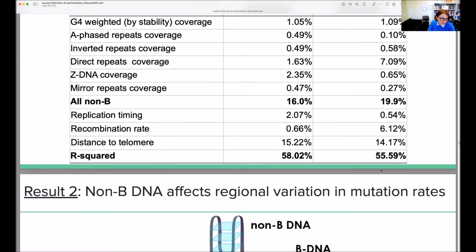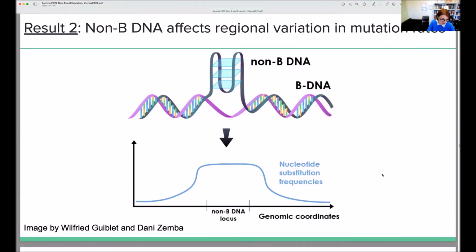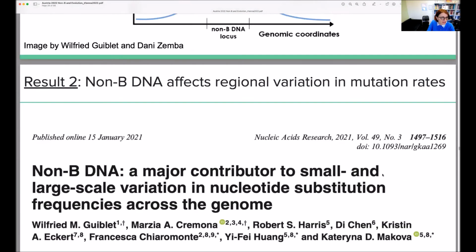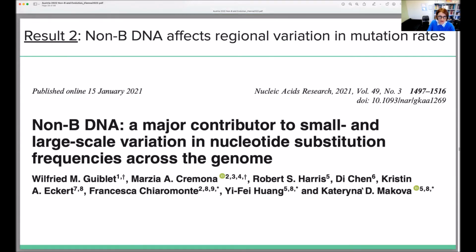So to summarize this part of my presentation, if there is a non-B DNA present in the genome, it usually increases the nucleotide substitution frequencies. So indeed, most likely the structures function as mutational hotspots. And this work was published in Nucleic Acids Research last year, so you're welcome to go to this publication for more details.